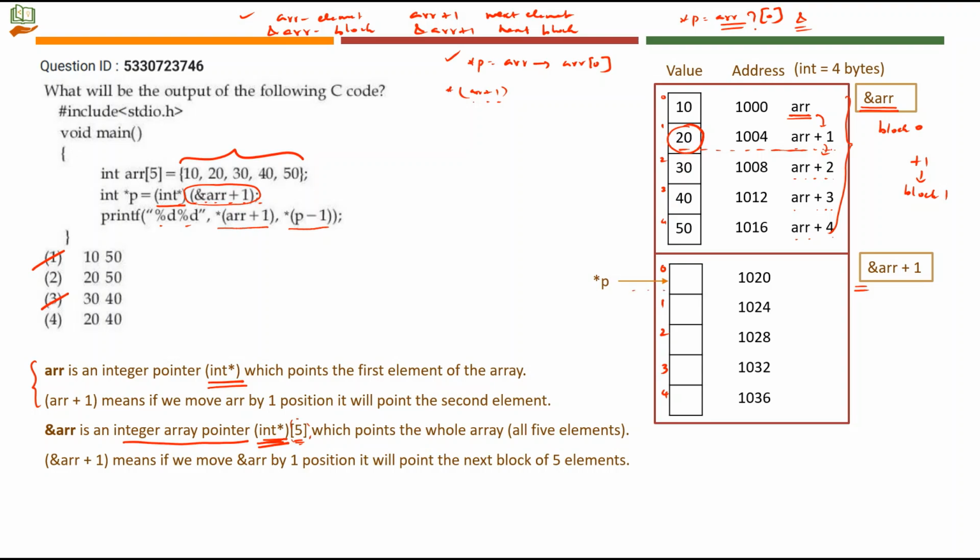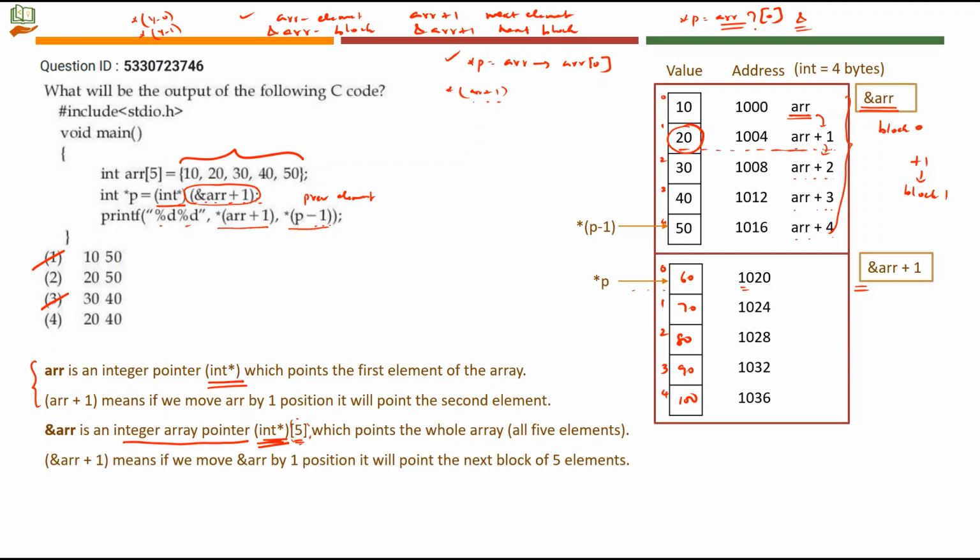In the previous question we saw asterisk of y minus 0 is one element. Asterisk of y minus 1 is the previous element. Now just compare that learning here. Asterisk of p minus 1 will be the previous element. So what will be the previous element to this particular memory location? The previous element will be the last element of the previous block. I will take this to be 60, 70, 80, 90 and 100. Let's take this as value.